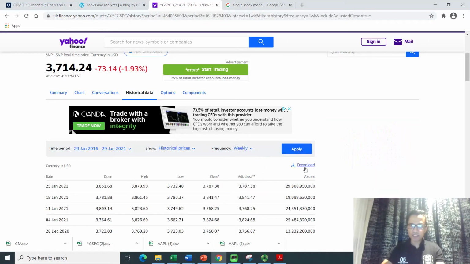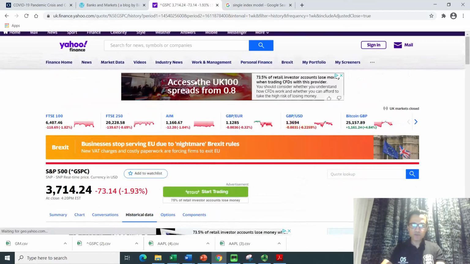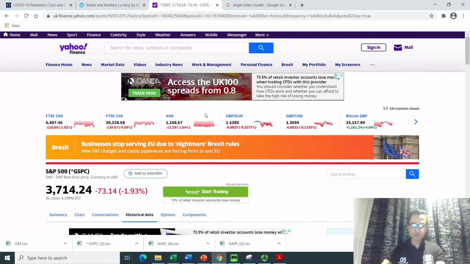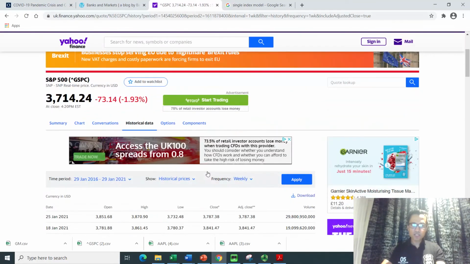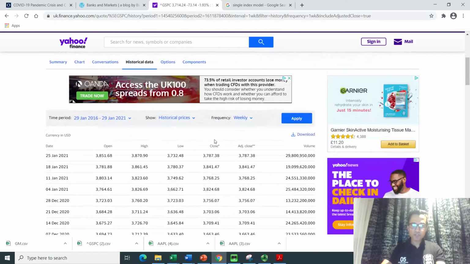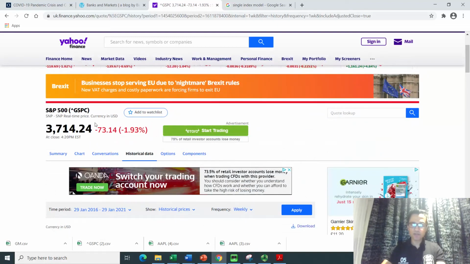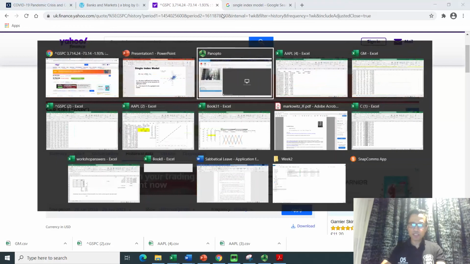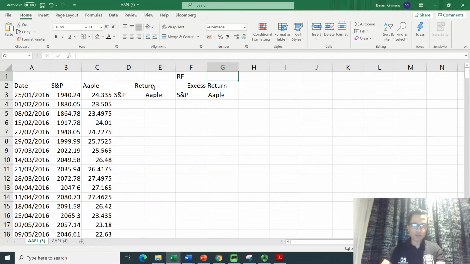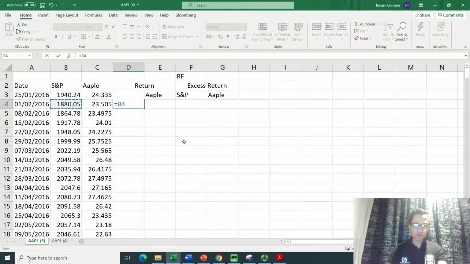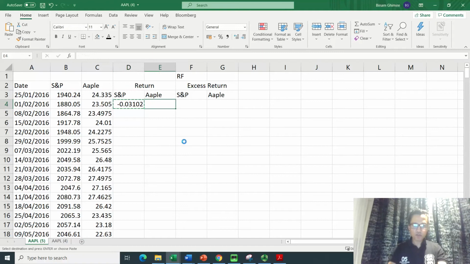Then you can click apply, download the data, and you do the same for Apple stock as well, or one of your preferred stocks. Try to match the stock in such a way that you take the stock and the market index from the same country, such as here I've taken Apple and S&P 500, so they both are from the US. I've already downloaded the data just to save time, and you can see it is here. Now I just need to compute the return, which is going to be the new price divided by the old price, take away 1, and I can copy it across.